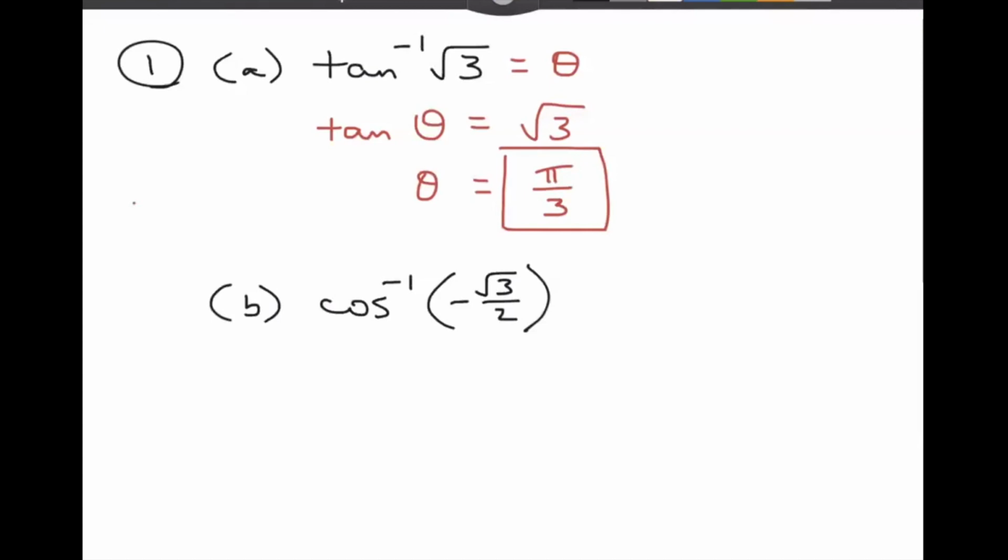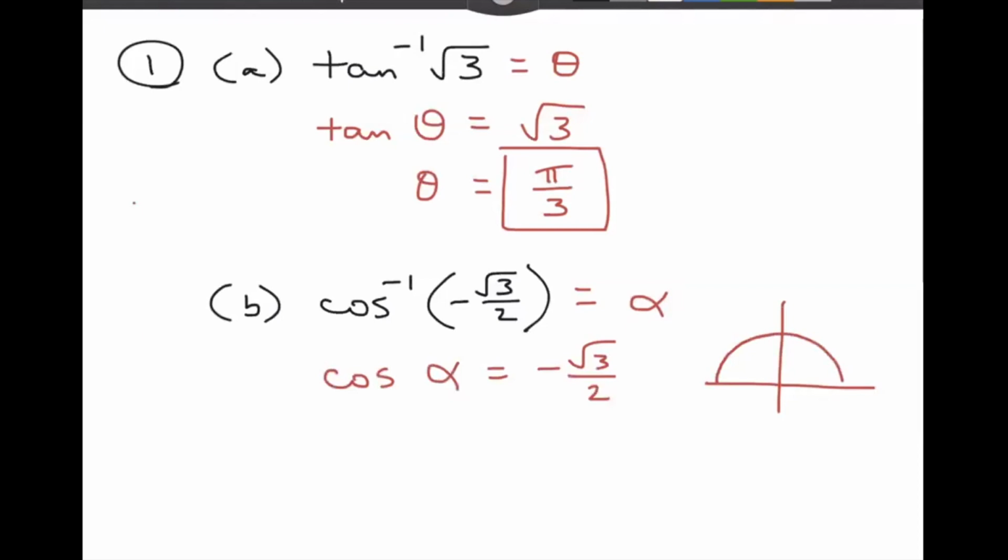Okay. Next, we have the inverse cosine of negative √3 over 2. Give this an angle sounding name like alpha. And that means the cosine of alpha is negative √3 over 2. So now we have to find an angle between 0 and pi whose cosine is negative √3 over 2.